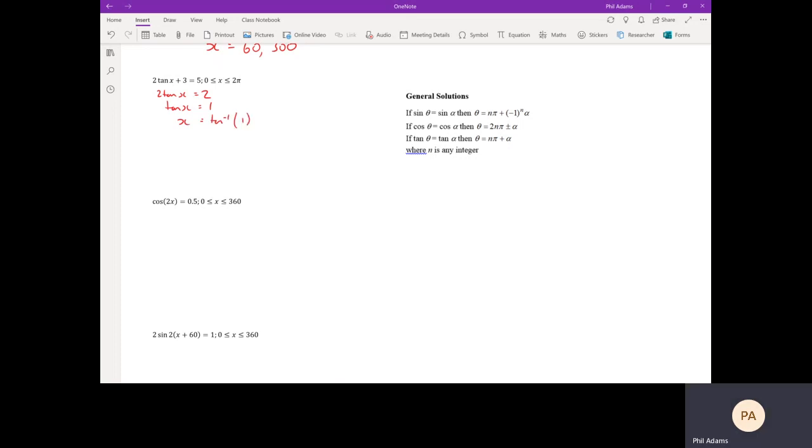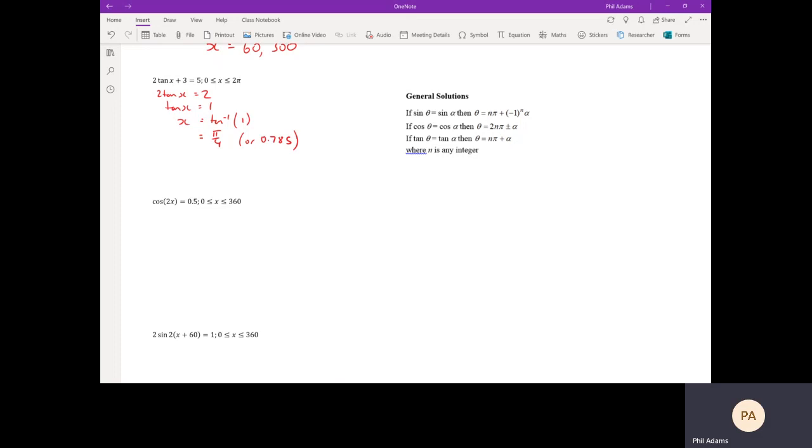Now we're dealing in radians here, so I'll quickly change over to radians on my calculator. In fact, I don't know why I'm doing this because we can probably do this in our heads. That is pi over 4, or 0.785, which is absolutely fine as well.